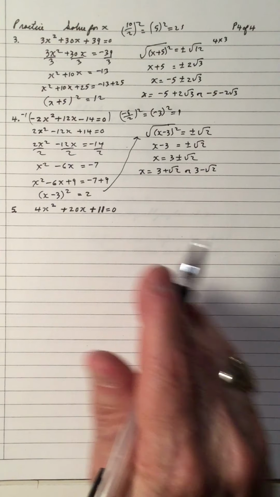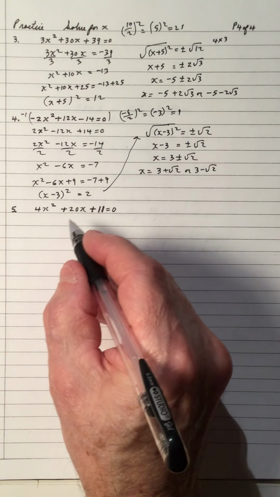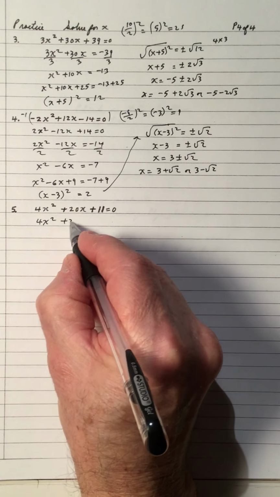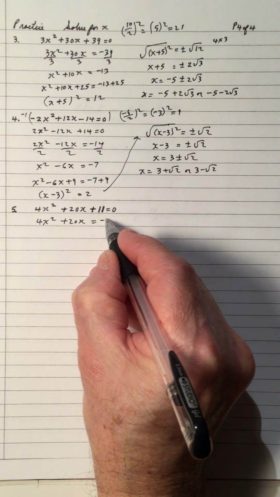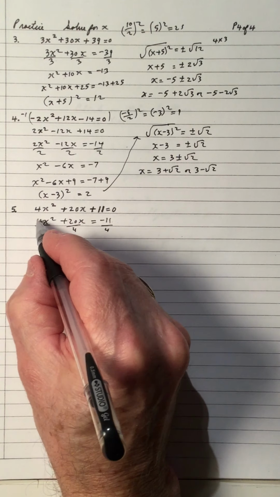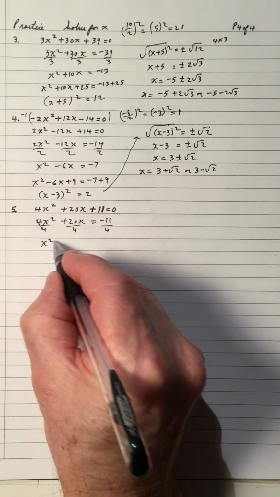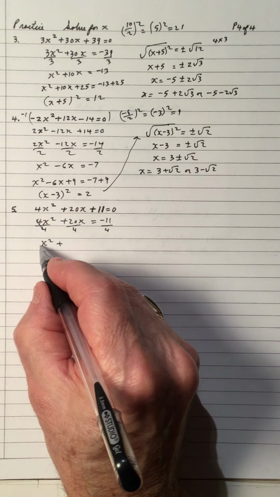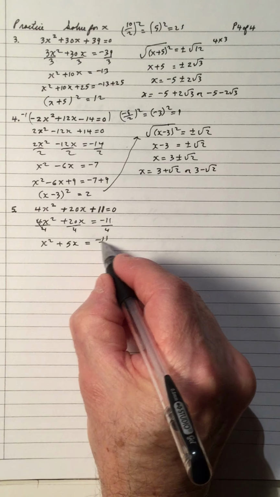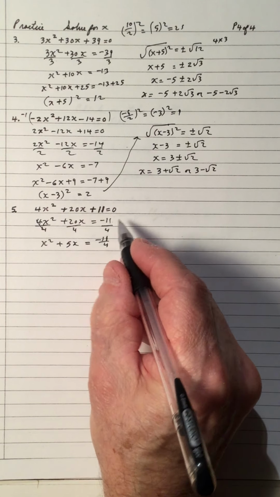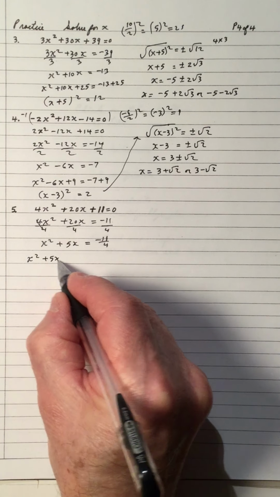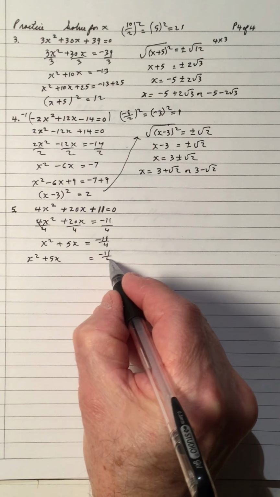And number 5, we have to solve by completing the square. No fractions, no negatives, so 4x squared plus 20x equals negative 11. We divide all terms by 4, so we're going to have an x squared with a 1 coefficient. So x squared plus 5x equals negative 11 over 4. Leave it as a fraction, don't change it to a decimal. So we have x squared plus 5x, negative 11 over 4.